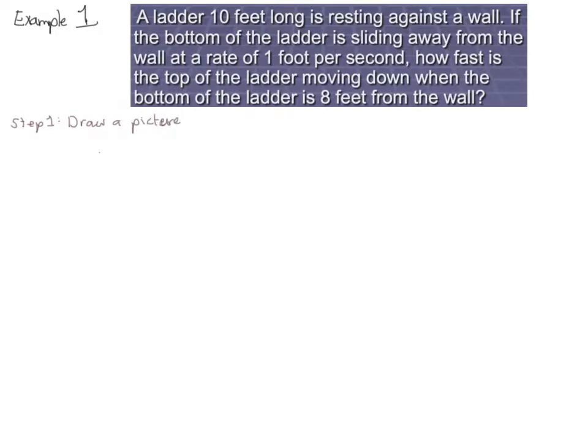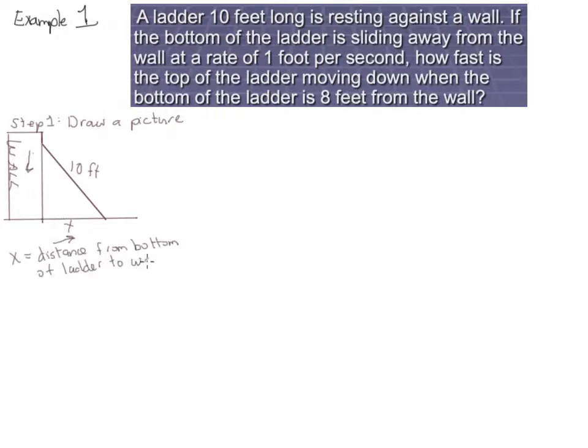and this ladder needs to be 10 feet long. These are the 2 rates of change. The ladder is sliding away from the wall, and the ladder is sliding down the wall. So that's the 2 rates of change that we're looking at. So let x be the distance from the bottom of the ladder to the wall. And I'm going to let y represent the distance from the top of the ladder to the ground.